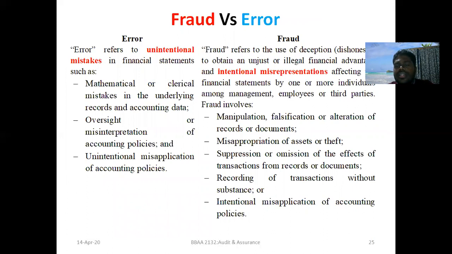Then we discussed the important one, fraud versus errors. When employees or management or people in an organization commit something intentionally, involving intentional fraud, doing something intentionally in order to get some benefits, that definitely indicates fraud. Otherwise, if it is unintentional, that clearly indicates errors. We already discussed some examples for fraud and errors.